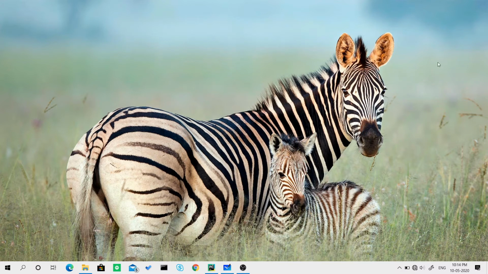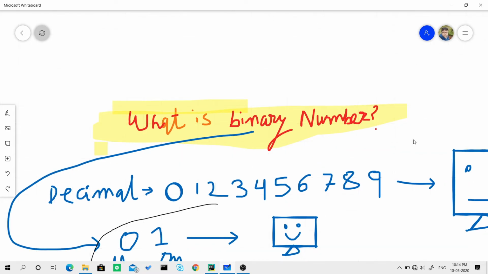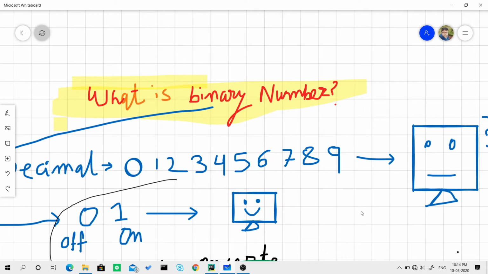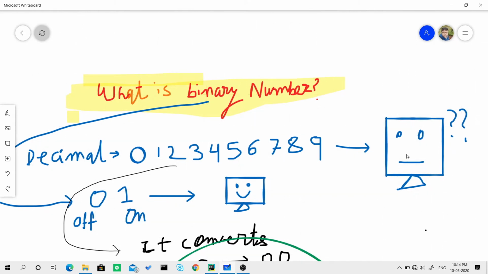So what we are talking about today is what is binary. What is a binary number? A computer doesn't understand our normal decimal, that is 0 1 2 3 4 5 6 7 8 9, and it goes up to infinity. But basically there are 10 numbers, the main ones being 0 to 9, and then it repeats itself. So the computer cannot understand decimal.